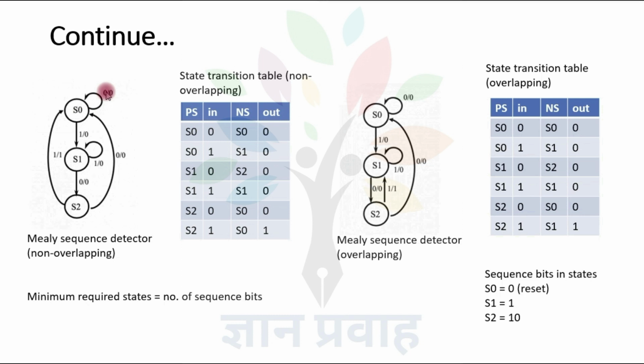sequence is not detected. It means the output will be 0. So here the value is 0/0, input 0 and output 0. S0 is representing the 0 sequence. It means when we receive a 0 input bit, the state remains the same. It means the next state will be S0.